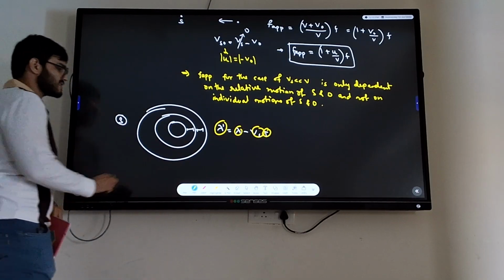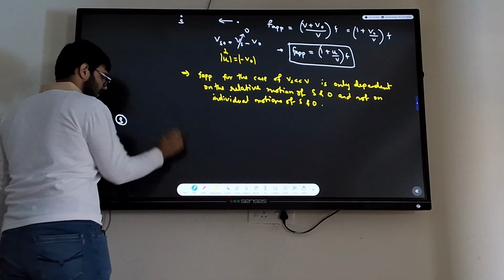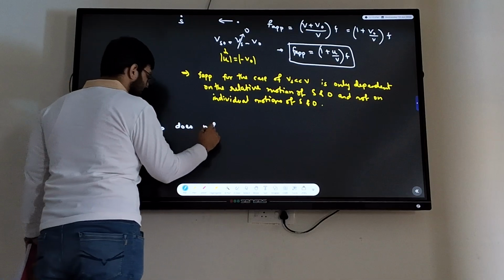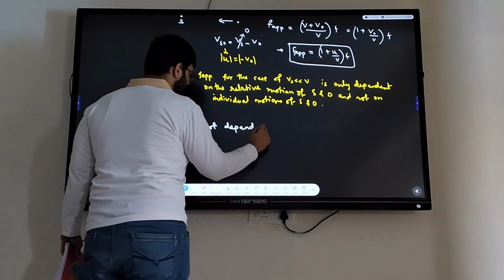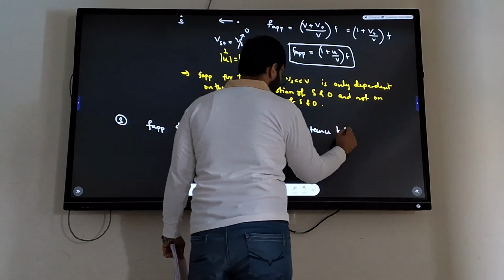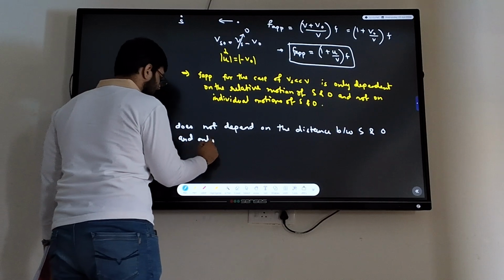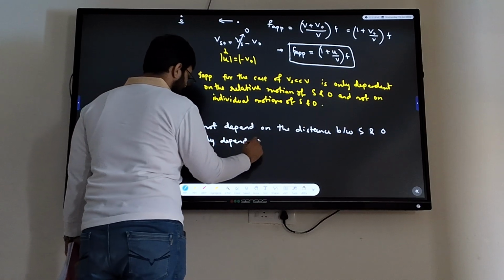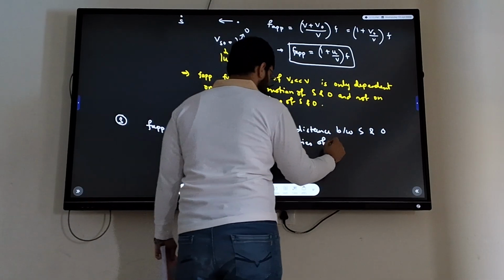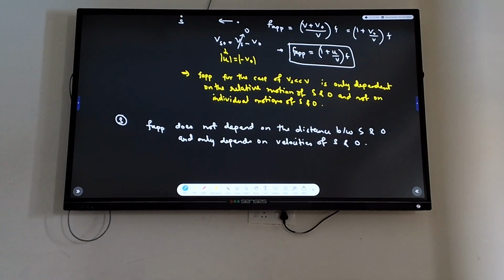The frequency is fixed. So F apparent does not depend on the distance between source and observer and only depends on velocities of source and observer, and in some cases the relative velocities, not even the absolute velocities, the relative velocities.